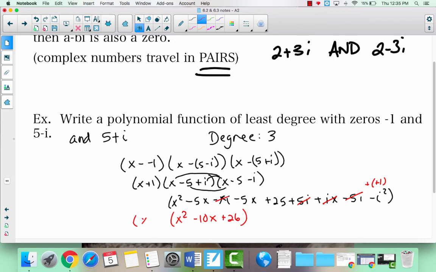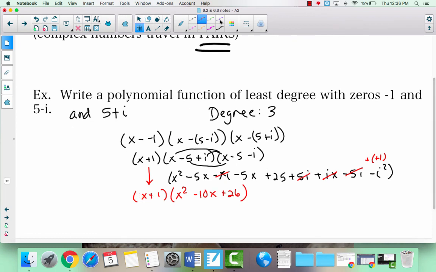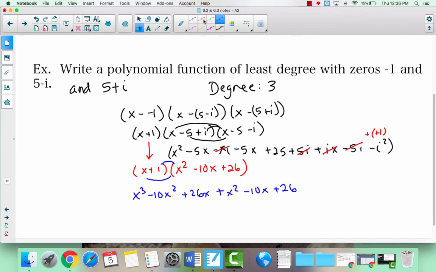Then we can bring down the x plus 1 from the original and FOIL this out. Again, we'll do the first term times all three, so we get x cubed minus 10x squared plus 26x. And then do the 1 to all of the terms, so x squared minus 10x plus 26. And lastly, combine like terms. So we have an x cubed, negative 10x squared plus x squared is a negative 9x squared. Then 26x minus 10x gets you a positive 16x. And then lastly, the plus 26 at the end.